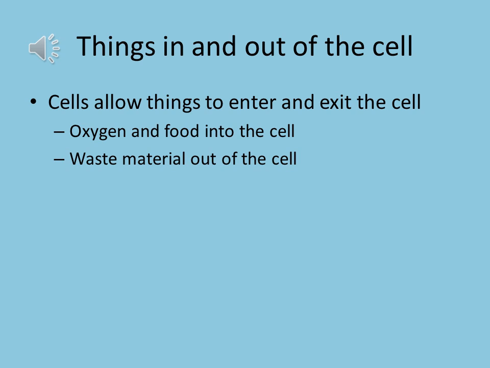Cells need things such as oxygen and water to survive. To get these materials, they have to allow them into the cell from the outside world. The cells allow things to enter and exit through a process known as transportation. Oxygen and food are allowed into the cell, and waste material is allowed out of the cell.